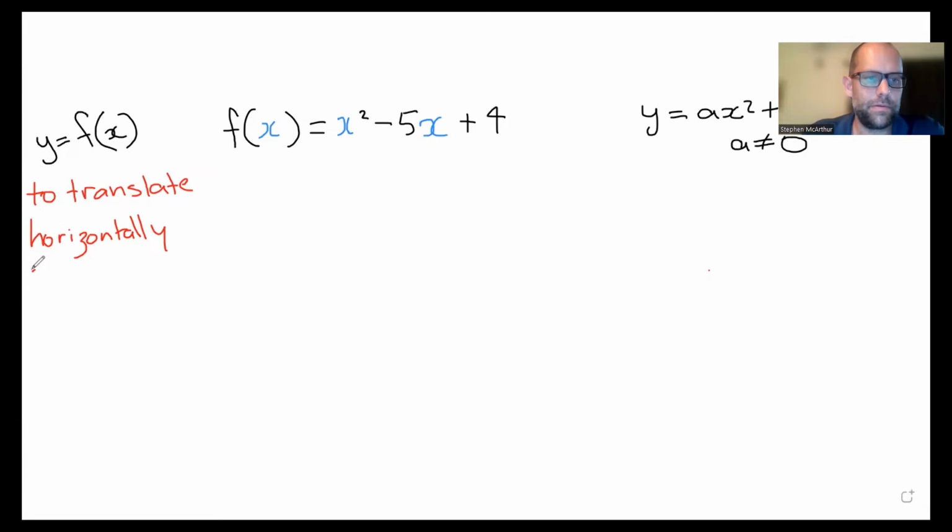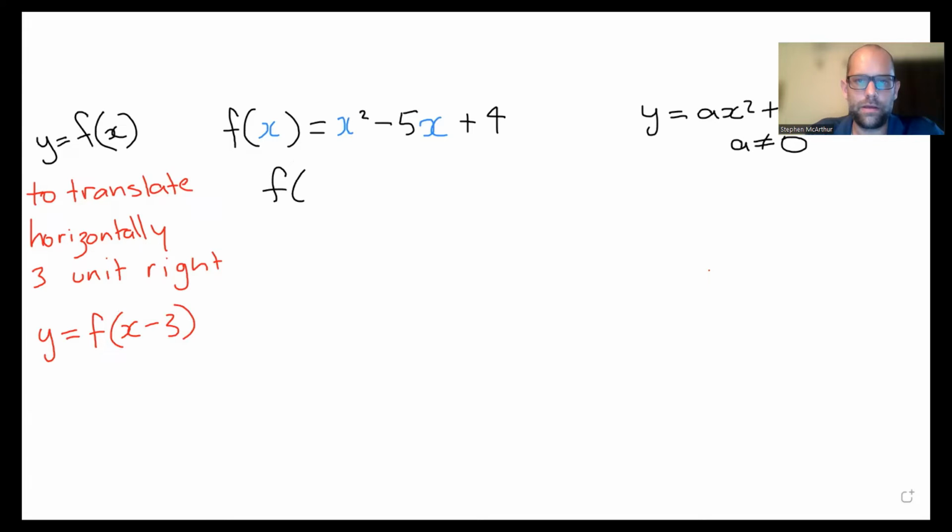Oops. 3 units right. And if we follow our instructions from the textbook, the algebra that goes with this is f of x minus 3. Minus goes with the right, plus goes with the left. Okay, so let's replace all the x's that are in blue with x minus 3. I'll do this in red, so it's really clear.